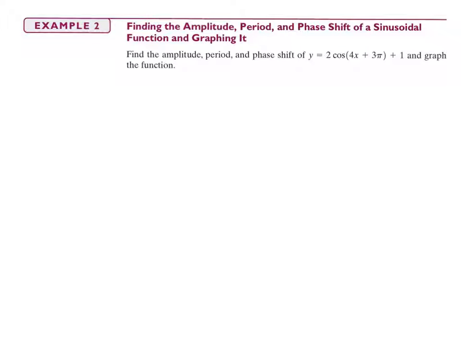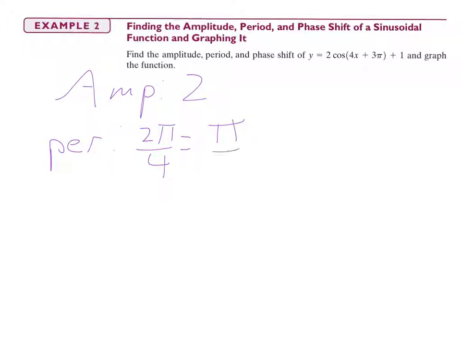So here's another example. Graph y equals 2 times cosine of 4x plus 3 pi plus 1. Also find the period, amplitude, and phase shift. Alright, the amplitude is just 2 because it's the number in front of the cosine. The period would be 2 pi divided by the number in front of x, so the period is actually cut down by 1/4.